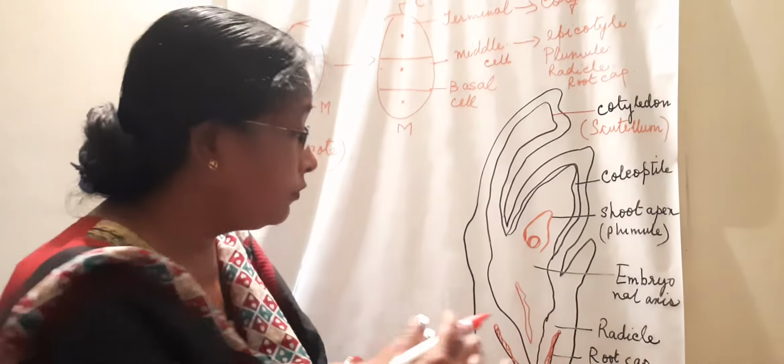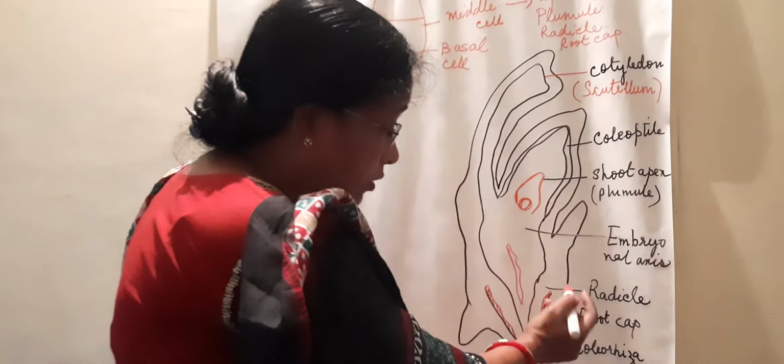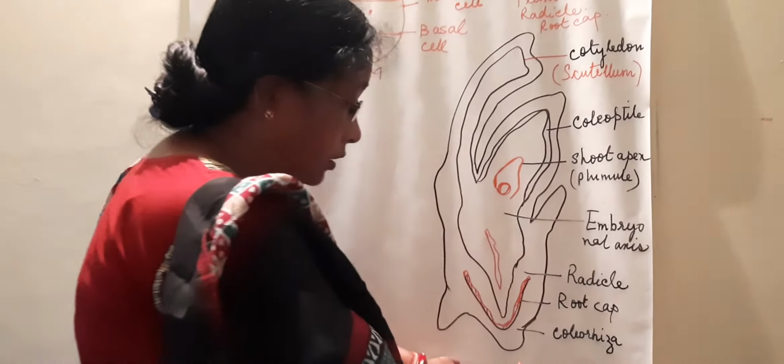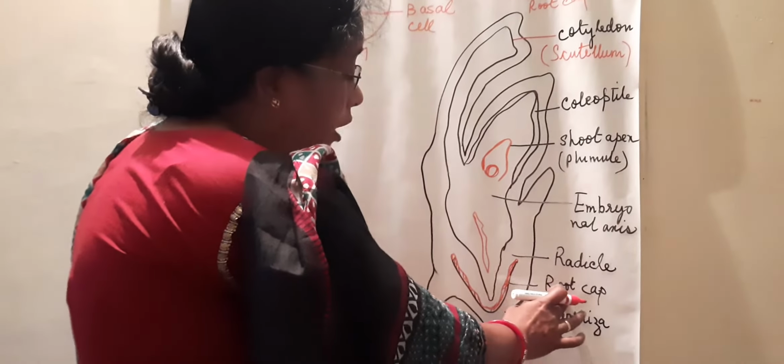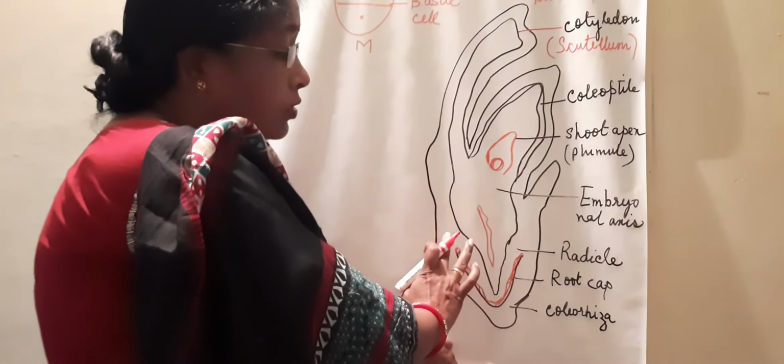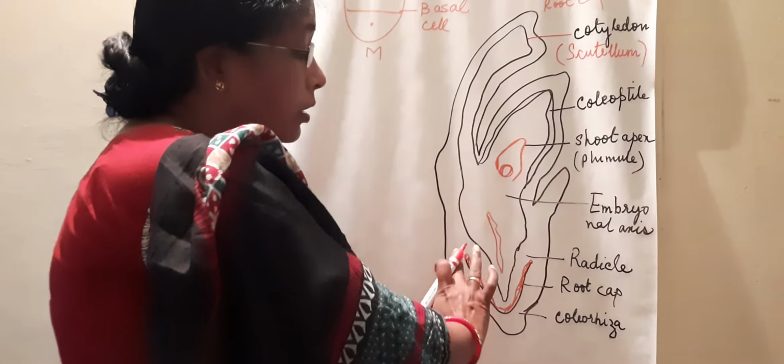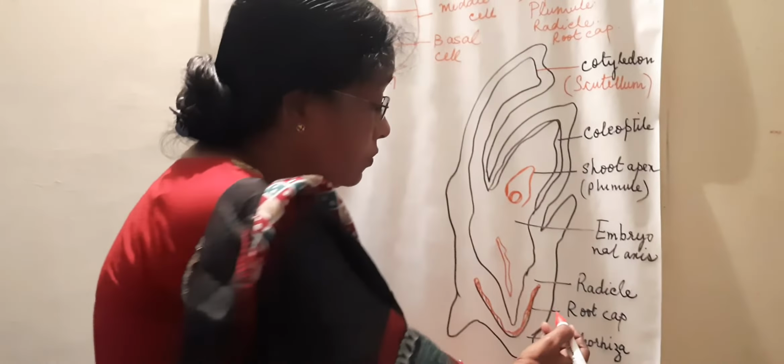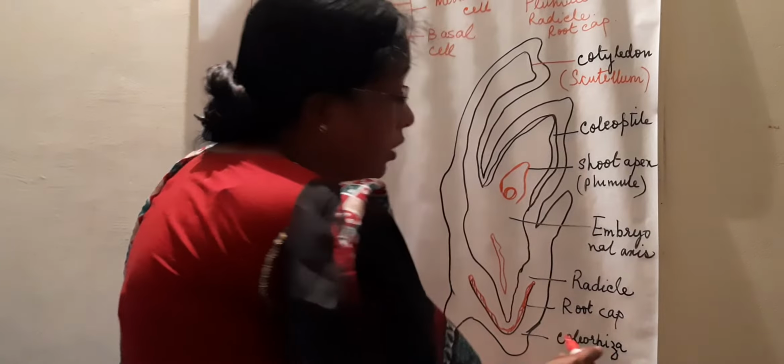The lower end of the embryonal axis terminates into the radicle and the root cap. The radicle and the root cap are also covered by a protective sheath, which is known as coleorhiza.